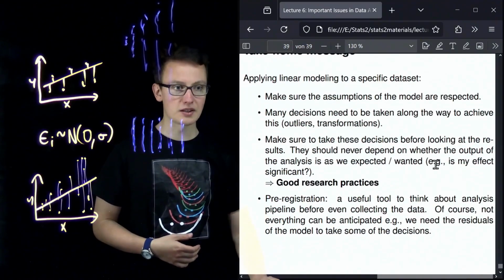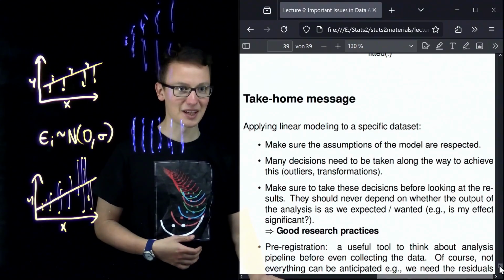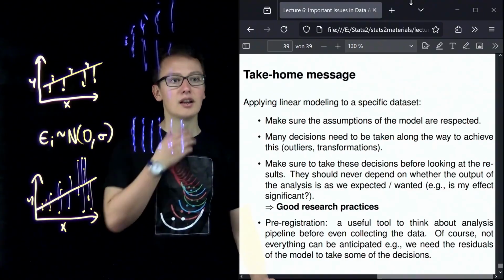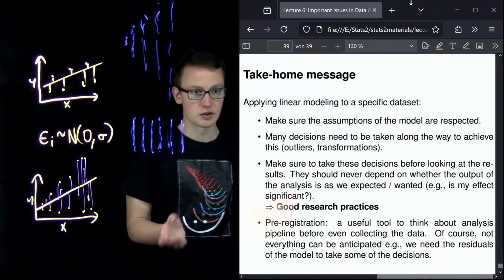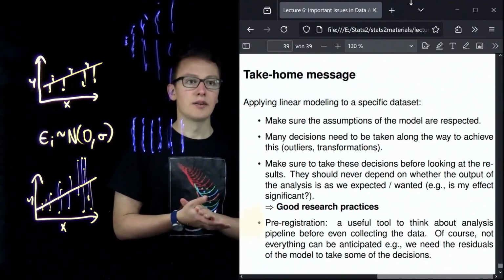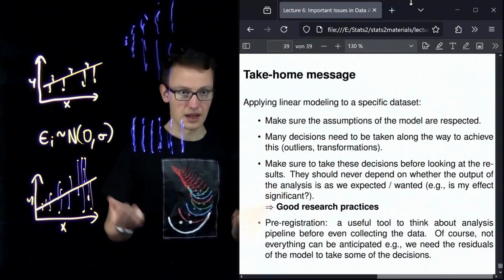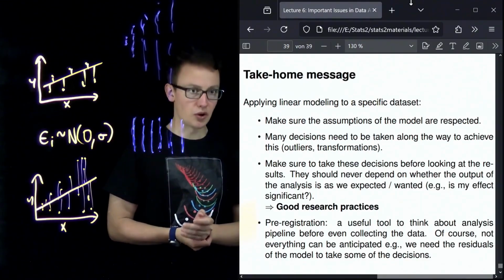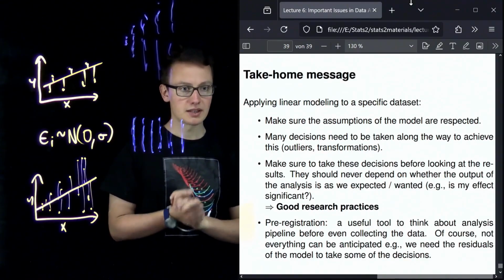The general take-home message of this lecture, which I know covered a lot, is basically what you can see here. When you use linear modeling and you're applying it to a specific data set, you should make sure that the assumptions are met, as we just said. You should also take decisions.